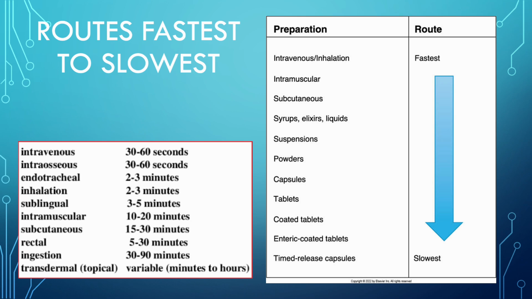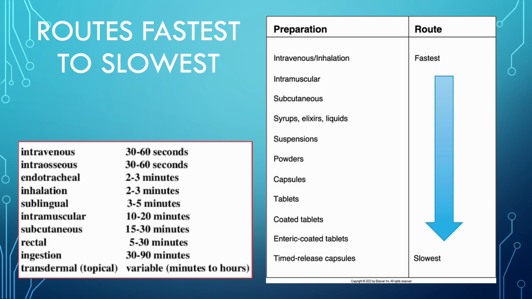Subcutaneous tissue has a lot more fat in it, and the fat is going to take a little bit longer for that medication to get into our bloodstream, so about 15 to 30 minutes. And then we've got rectal administration routes, which can be very variable depending on what's going on in there. Is there a lot of stool? Are you having diarrhea? But that can be a 5-minute to 30-minute onset of action.